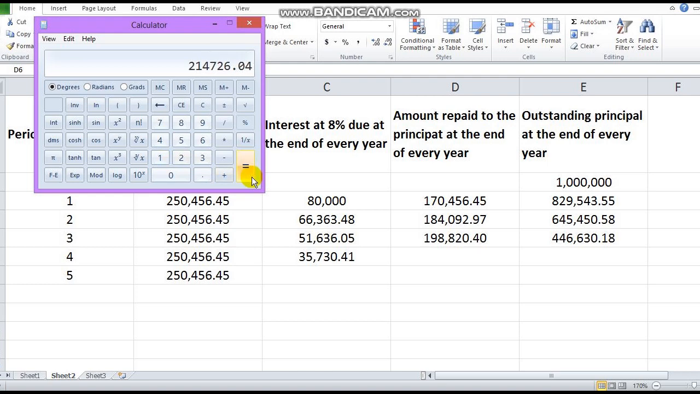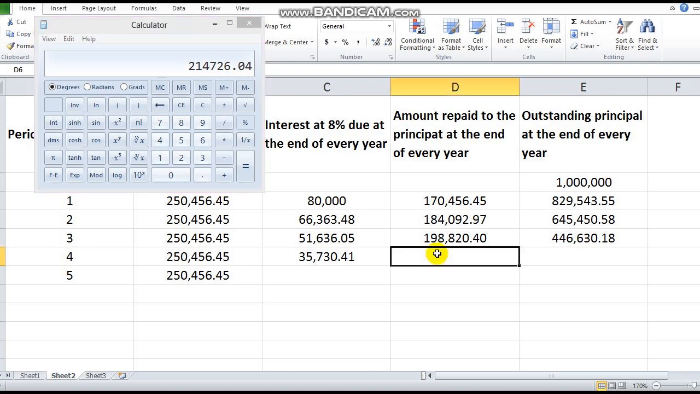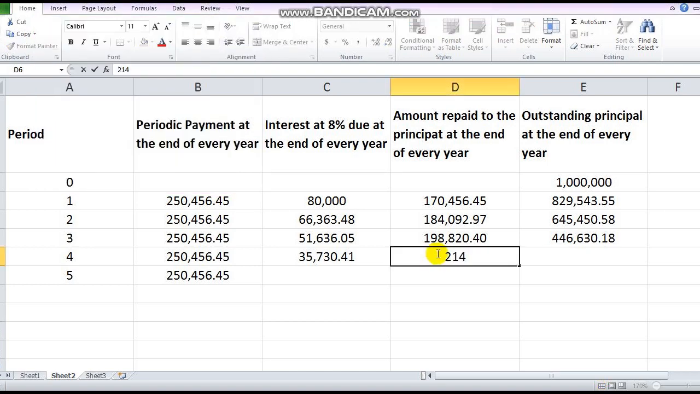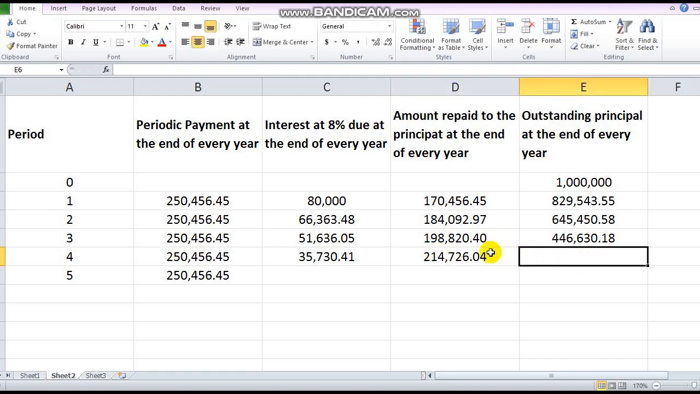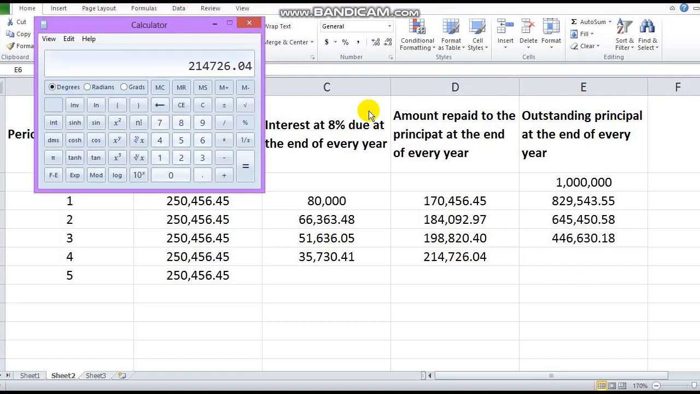Always be careful whenever you compute, because the more you go around in this amortization schedule, the more confusing it gets because you're dealing with a lot of numbers. Make sure to write the numbers very accurately and very carefully. One small mistake from one of these and it will not balance at the end. So 214,726.04. That will be the amount we paid onto our principal.